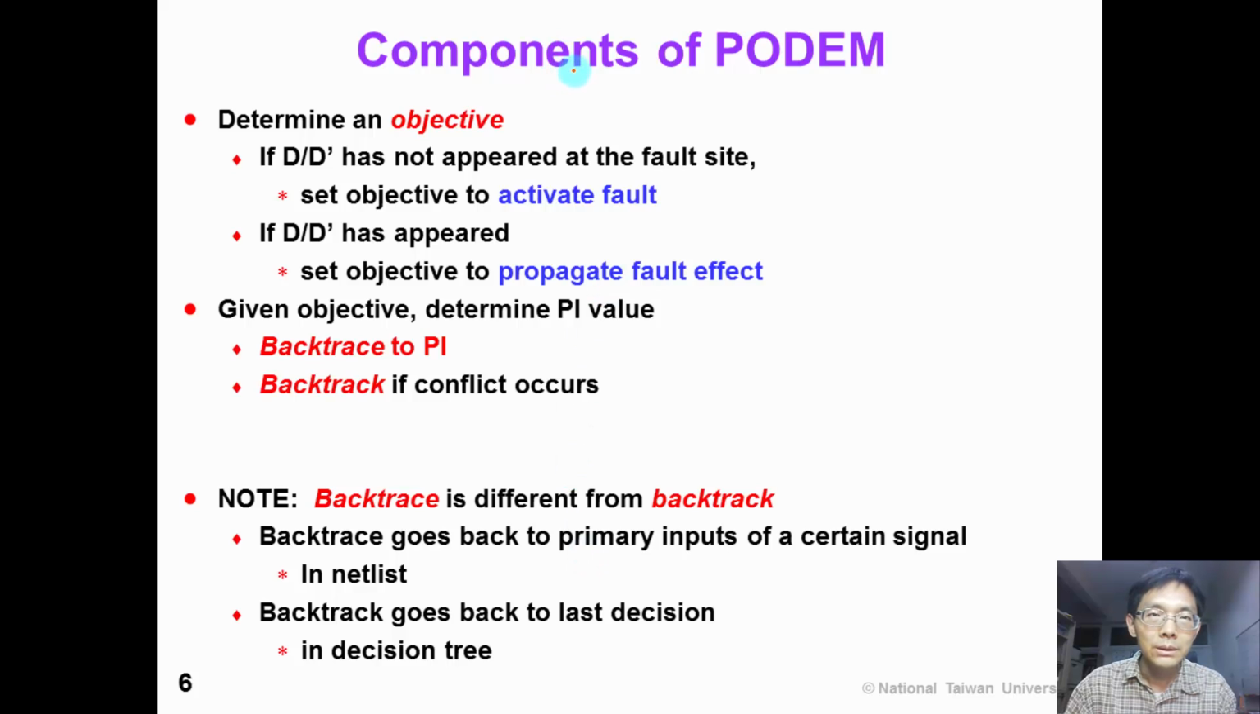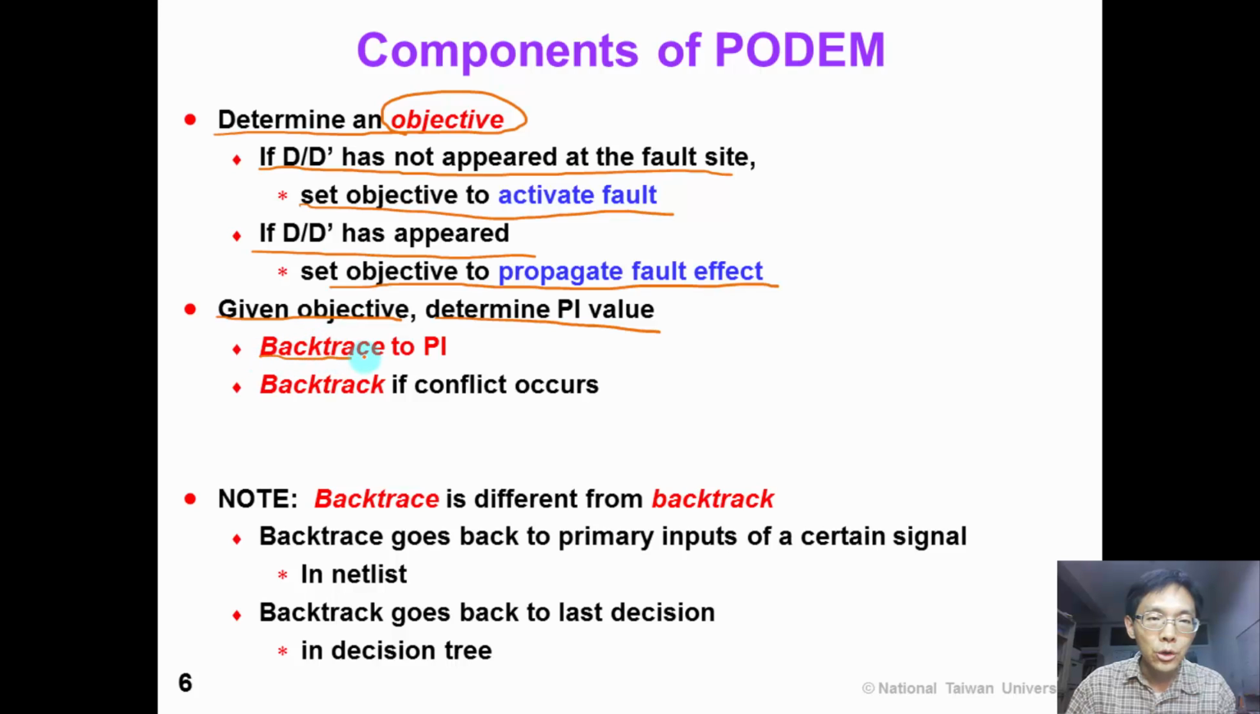In the last slide, we have several terminology to explain. First, we need to determine an objective. If D or D prime has not appeared at the fault site, then the fault has not been activated. So our objective is to activate the fault. Otherwise, if D or D prime has appeared at the fault site, then our objective is to propagate the fault effect.